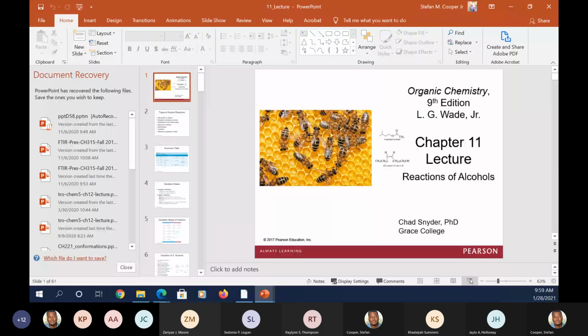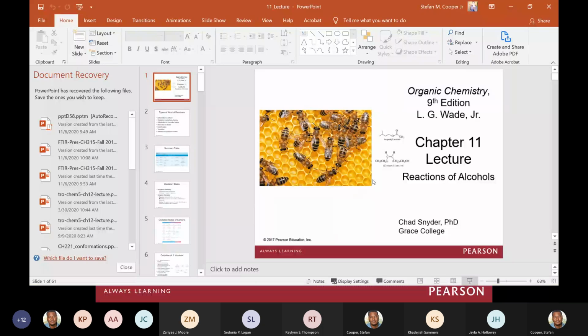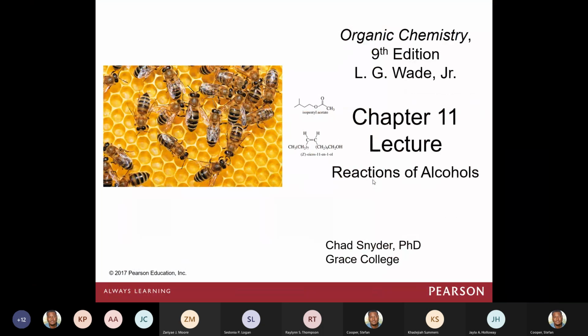So if you want to write that down, our first reactions of alcohols are going to be reacting at the oxygen, okay? So I'm going to use the O lone pairs to do chemistry, right? Reacting at the O. So if I have an alcohol, I can react at the oxygen. I'm going to use the lone pairs to do chemistry. All right? So that's a class of reactions that we're going to start to learn this semester. Okay?